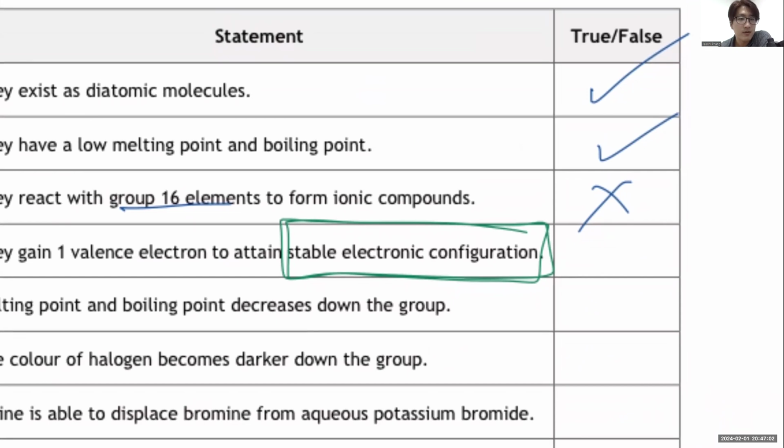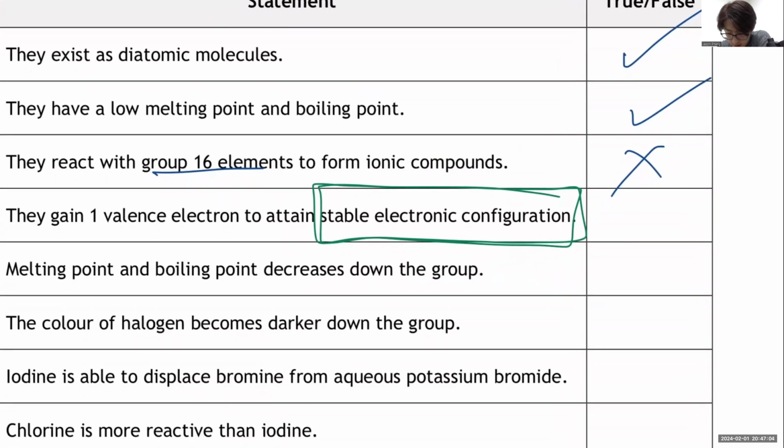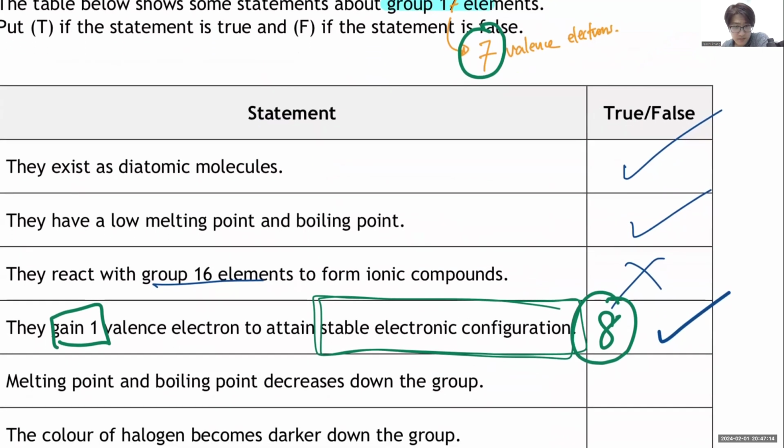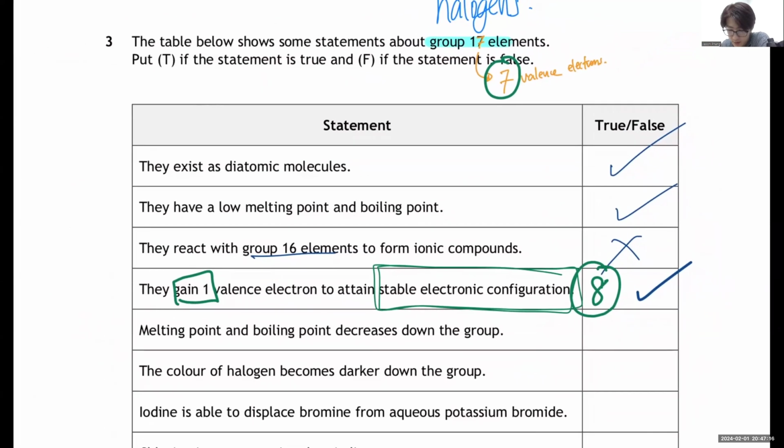8 electrons. Very good, Arian. Thank you. It's 8 electrons. So therefore, if they have 7, how do they become 8? Is to gain 1, and hence true. Wonderful, Arian. Thank you. The melting point and boiling point decreases down the group is false.